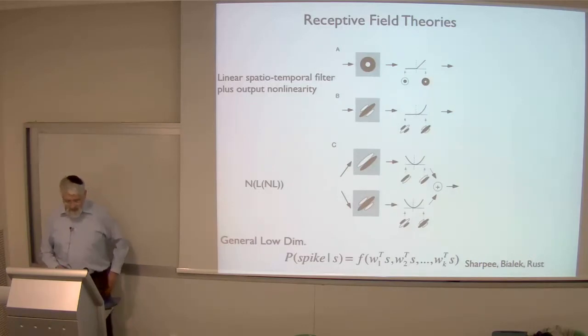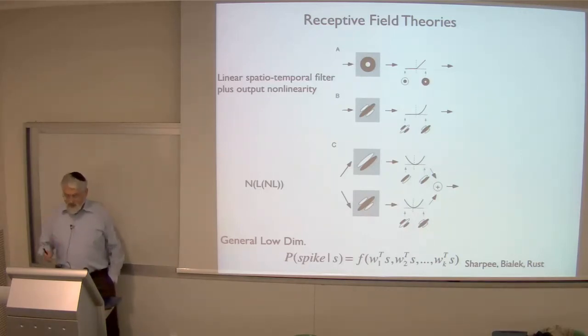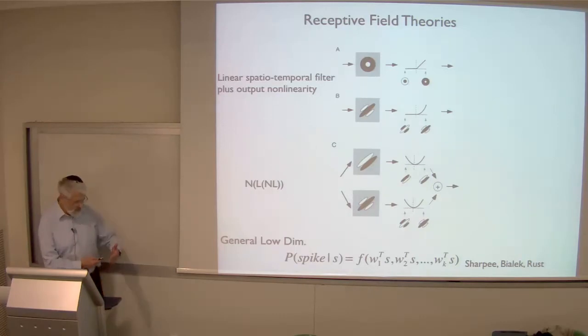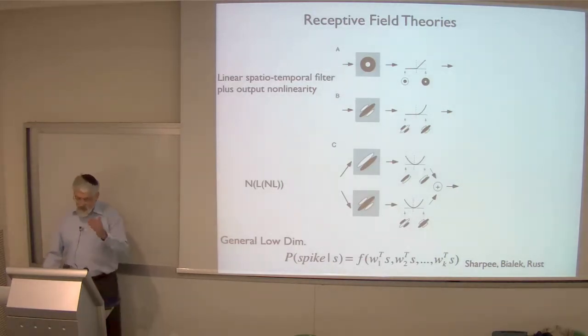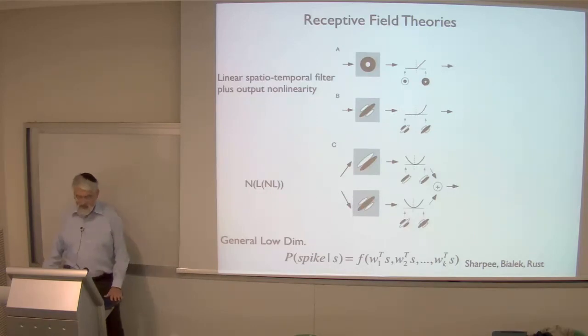I'll start from the classical approach to V1, namely receptive field theories, which have been quite successful in explaining many of the properties of responses in V1 and in early vision in general. And I'm showing here several layers of such approaches. Again, I'm assuming most of you are familiar with this. Most of my talk will be more like bullet points, reminders of things that you have learned in courses and seminars and so on.